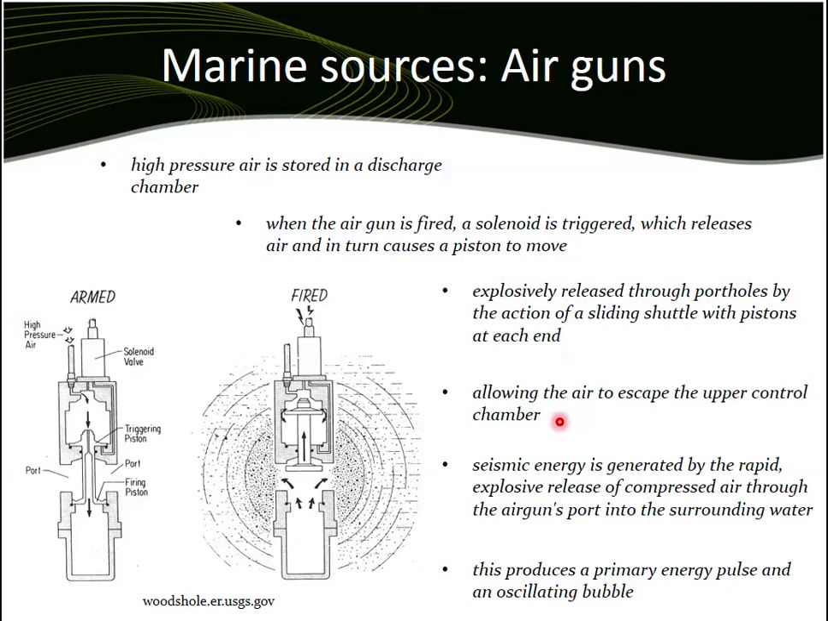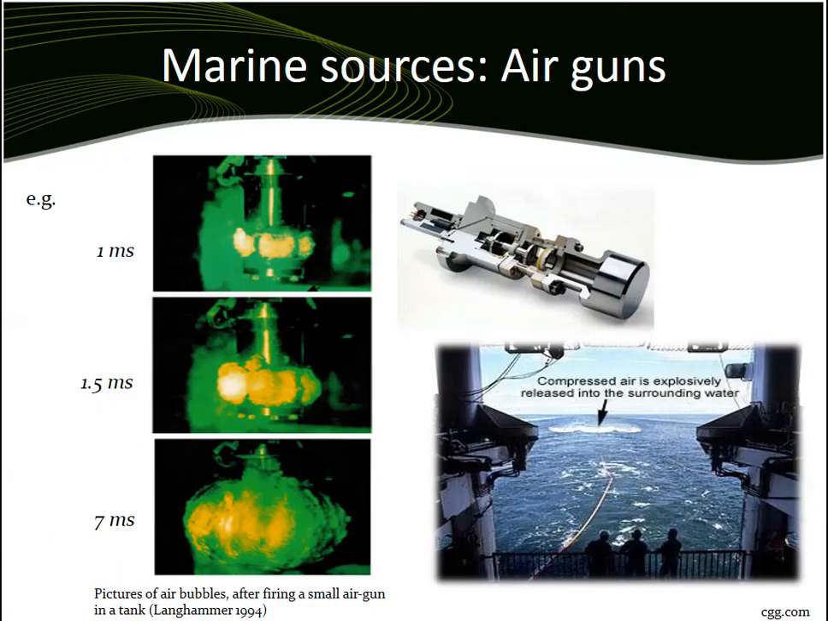So this allows the air to escape from the upper control chamber. So seismic energy is generated by rapid explosive release of compressed air through an air gun port in the surrounding water to produce a primary pulse and oscillating bubbles.